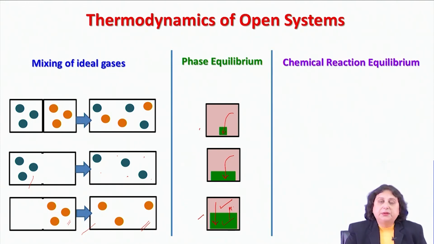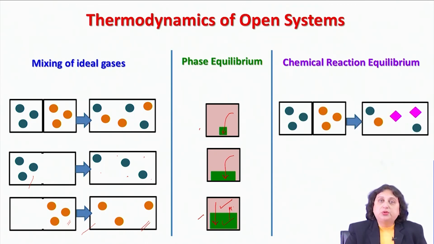The third example is again a very complicated one, and I'm talking about the chemical reaction equilibrium. So if I give you a pictorial representation of the situation that I'm thinking of, the blue reactant and the orange reactant. Initially, they were not mixed with each other.